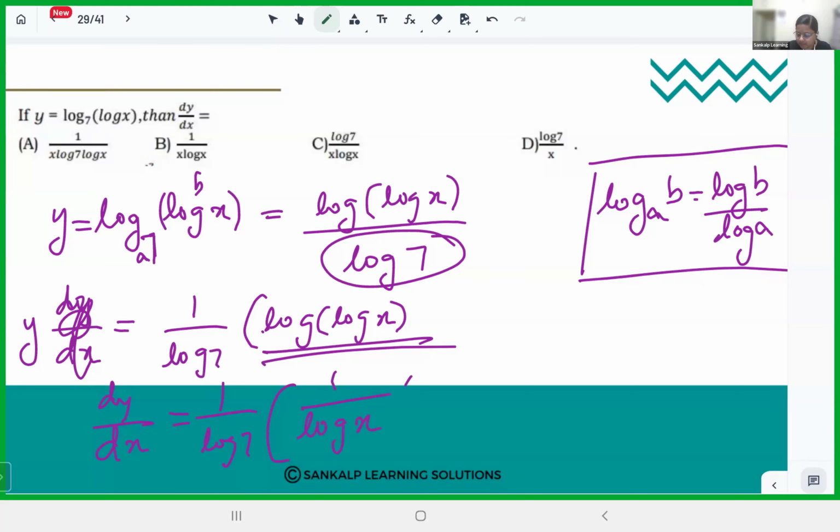And you have to multiply the derivative of the function that we have assumed as x. Here we have assumed log x as x. So what is the derivative? It is 1 by x. So you have to multiply that also. So total the answer will be 1 by x log 7 log x. Which is the option here? Option A is the right answer. Alright.